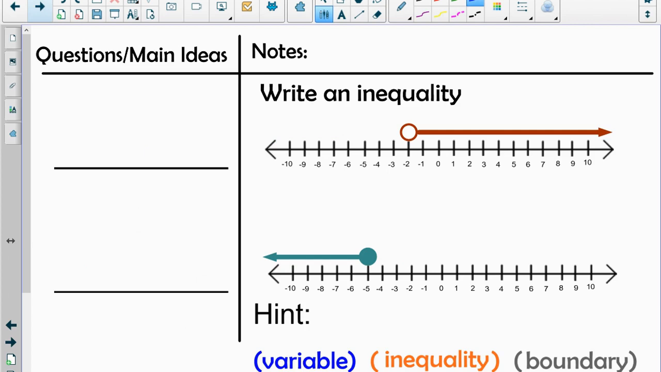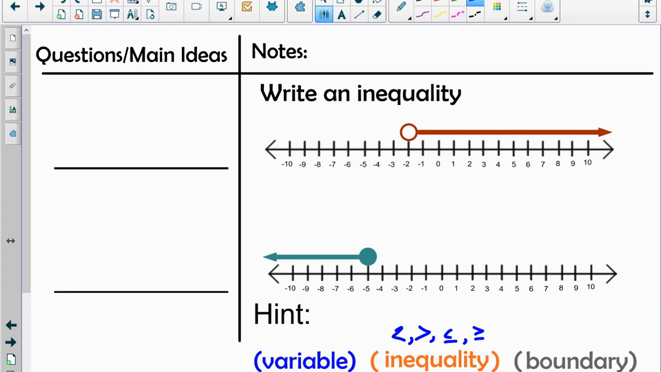The last piece is taking what we just did and kind of working backwards. If you start with the graph of the inequality and we want to write the actual inequality sentence, here's what you do. Look at our hint down below. We have a variable first. We always want to write our variable on the left-hand side. Then we have the inequality symbol in the middle, whether that's less than, greater than, less than or equal to, greater than or equal to. And then we have our boundary number or value at the end on the right.